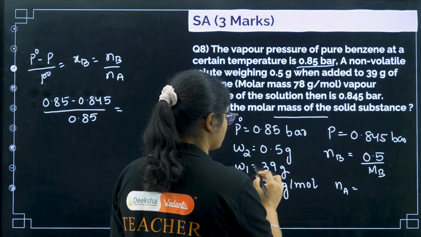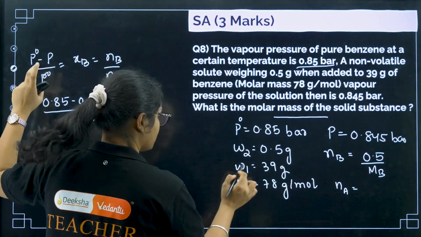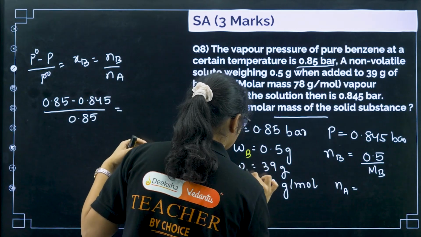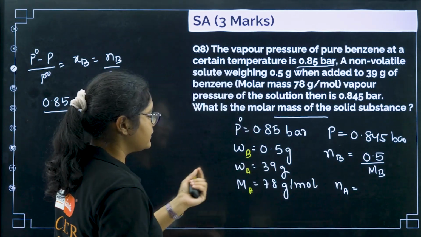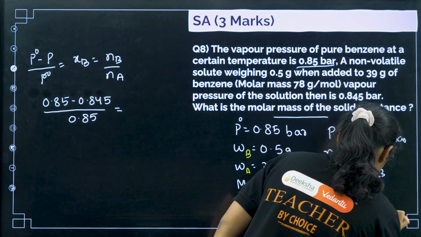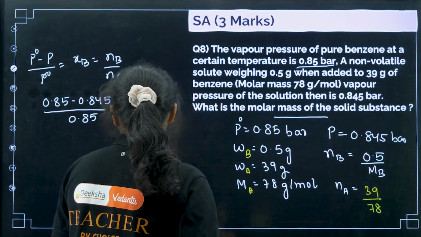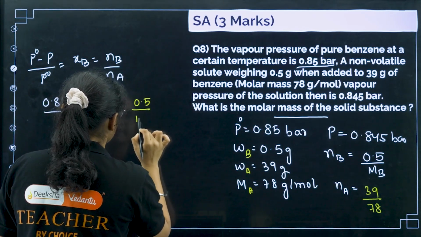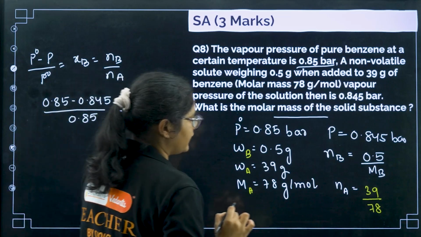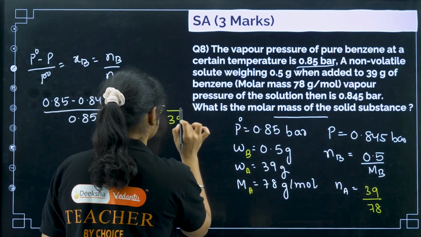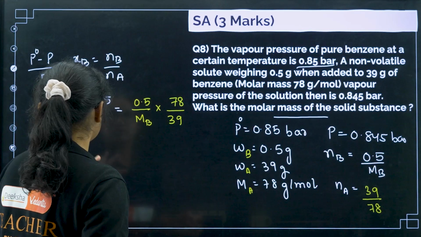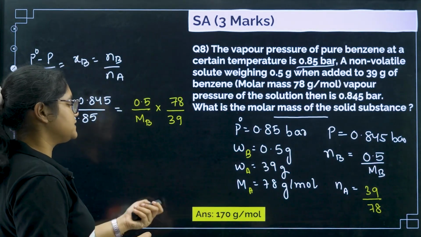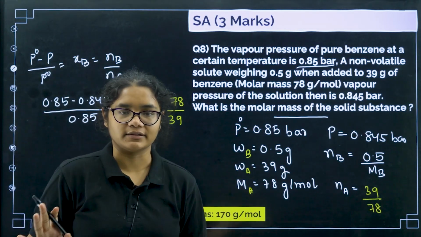Okay, number of moles of the solvent. Here I am writing 2, so that may confuse you, so I'll write A and B here also. So that is WB, WA, NA, right? So NA is what? Given mass by molar mass, so 39 by 78. Now if I want to calculate here, NB value is 0.5 by MB, and NA is 39 by 78. So now if I solve this and calculate MB value, you will be getting around 170 gram per mole. So please check the calculation on your own and tell me whether you are getting the answers or not.